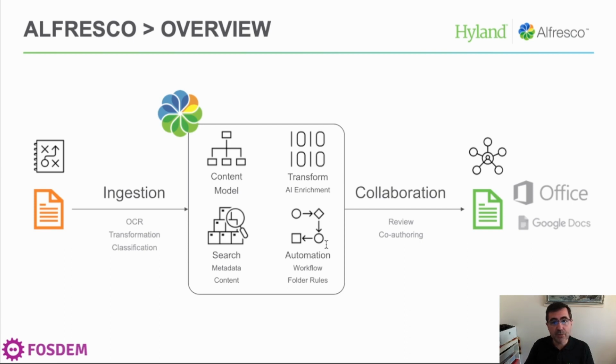And we can also provide some automation, some workflow for the rules in order to work with the document, to transform the document or to move the document between different users. And finally, it's the collaboration, the review, the co-authoring, the online editing, and so on, the process that happens between the users on the same document. And for that, we have a simple integration with Office and Google Docs that we are going to see later.